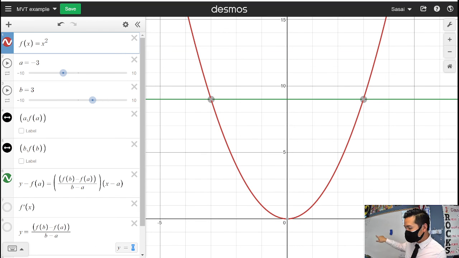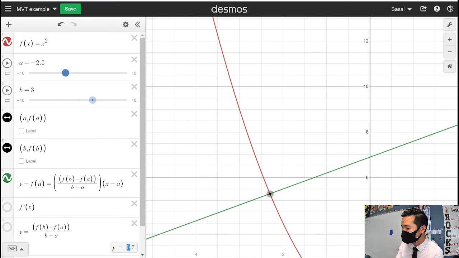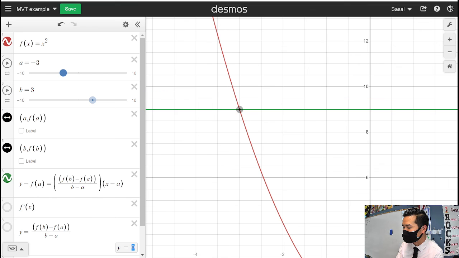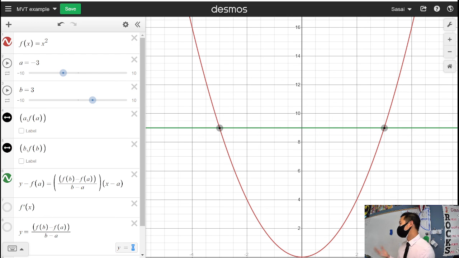In this problem, look at this example. A is negative 3. B is positive 3. But f of a is not 3. F of a, in this problem, is 9. Do you see it? It's 9 because the function is x squared, right? So negative 3 squared is 9. So f of negative 3, or f of a, is 9. F of 3, which is b, is also 9. So that's how they equal. That's how Rolle's theorem works. So that's Rolle's theorem.